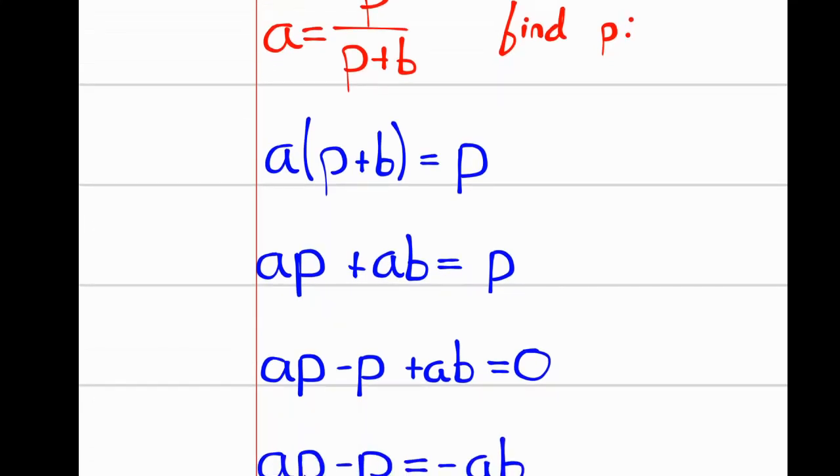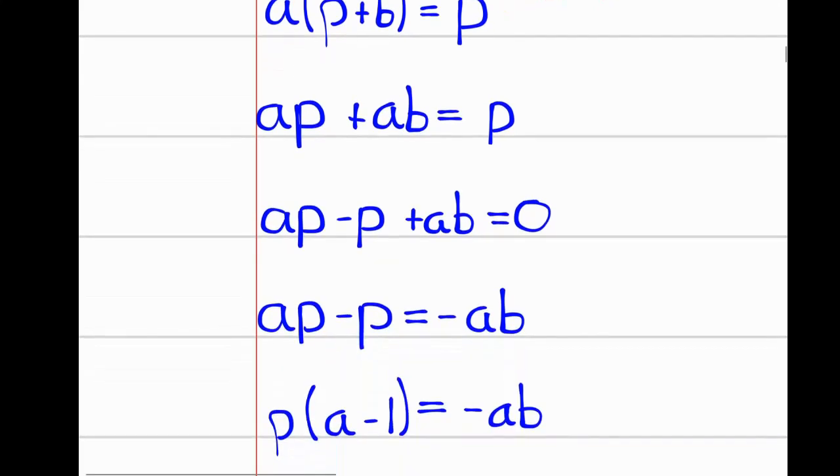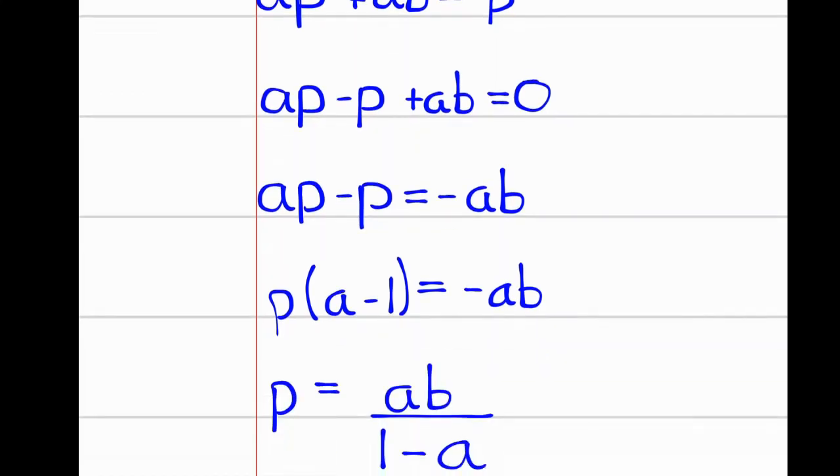Bring this p over on the right over to the left hand side. We're left with ap minus p plus ab. Bring the ab over to the far side, factor out a p, and then divide across by minus 1. You're left with p equals ab over 1 minus a.